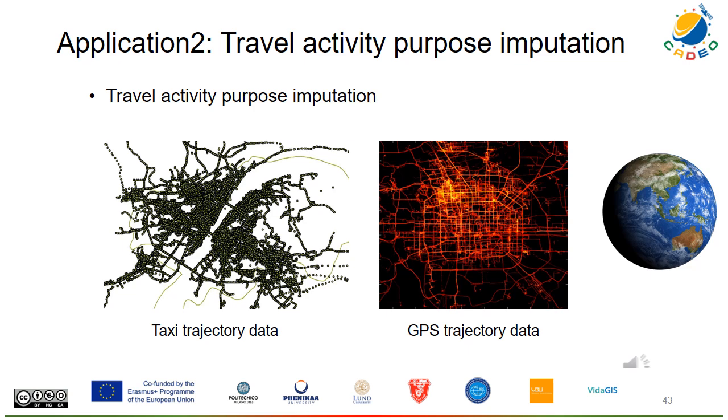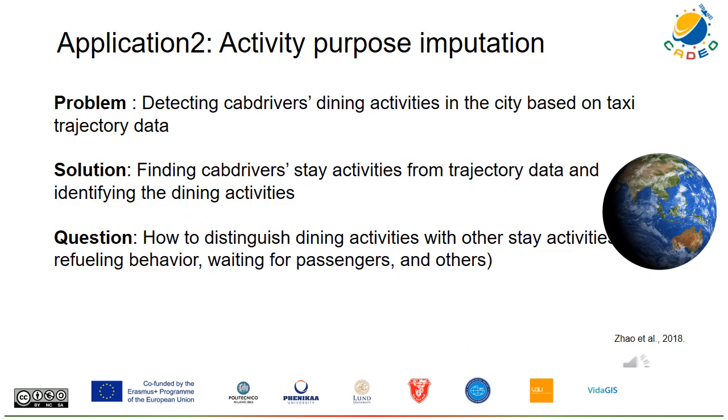These two figures show the trajectory data. The left one shows the taxi trajectory data, and the right figure shows the GPS trajectory data. First, let's formulate the problem. In this case, it aims to detect cab drivers' dining activities in the city based on taxi trajectory data. So we can take it as a classification problem because we will check or predict whether an activity is dining activity or not.